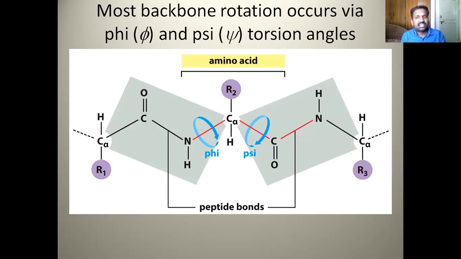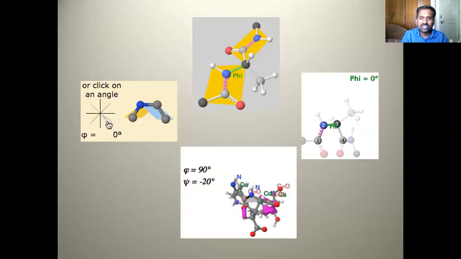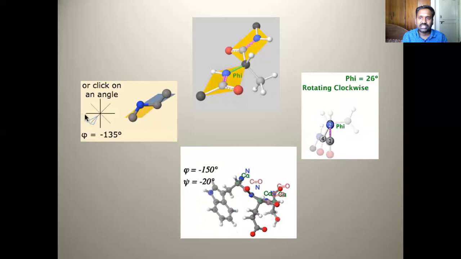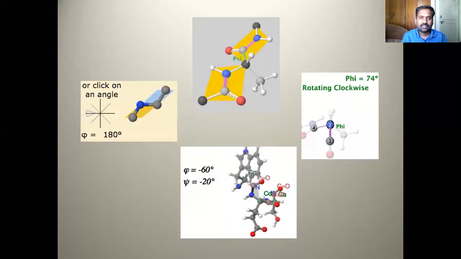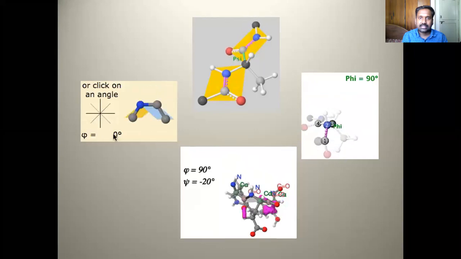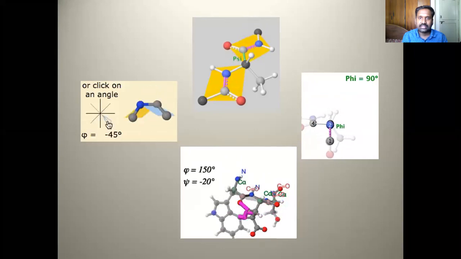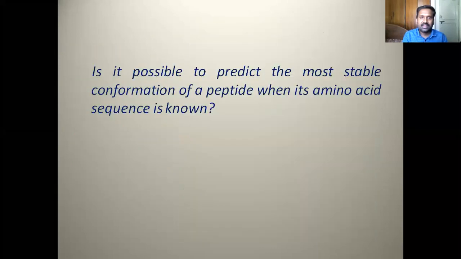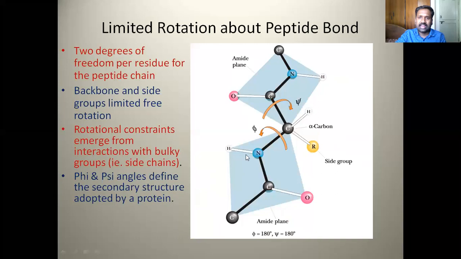So for the Ramachandran plot, I think I should stop here. I just drew a picture of how the rotations take place. Your phi rotates, psi rotates. They take different angles. Now, let me stop at this point because I see I have exhausted 55 minutes.